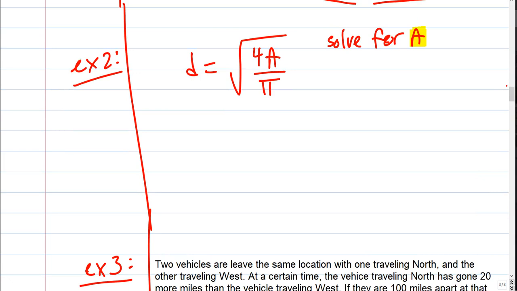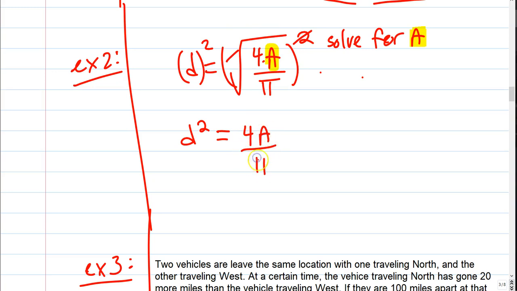There's another example. We could say that d is equal to the square root of 4a over pi, and this time we're solving for a. This one's a little more complicated to get by itself. A is being multiplied, it's being divided, and then it's being square rooted. So the inverse, what we do first, we undo the square rooting by squaring. And we do it to both sides. So that d squared is equal to, the square root and the square cancel, leaving us with 4a over pi.